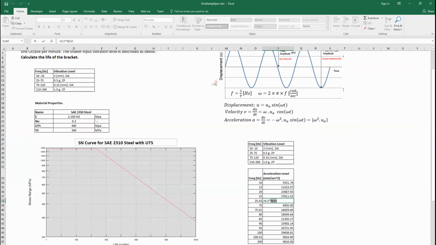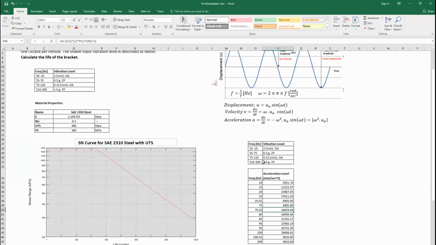So the 1 g corresponds to the earth gravity in terms of 9810. If you are dealing with meter units, it will be 9.81 and so on. So this is a kind of a flat region, so straight away you can go between 25 to 75, because Ansys is going to interpolate for any frequencies in between.